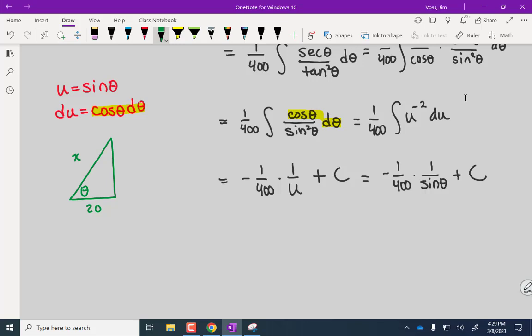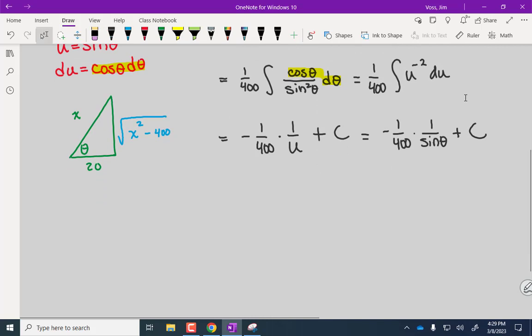So what is that vertical side? What we started with. X squared minus 400. Yes, thank you. So start with the hypotenuse, square that, subtract off the square of the other side. Now, we're almost there.